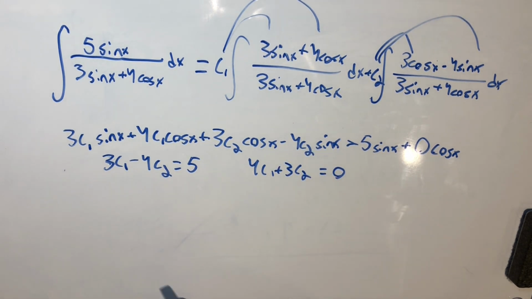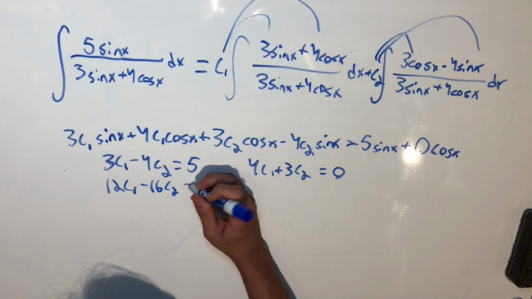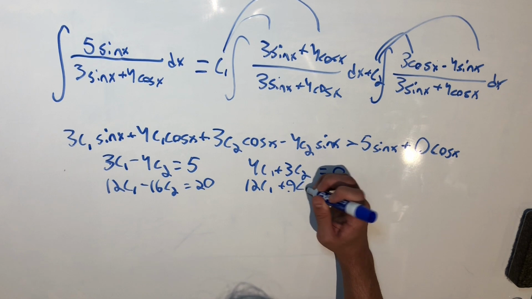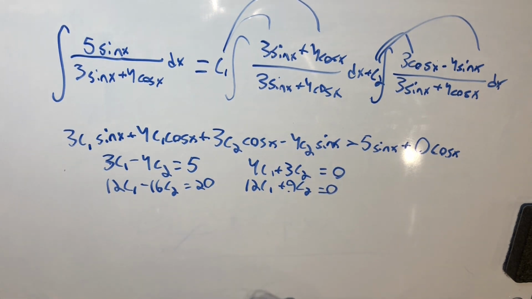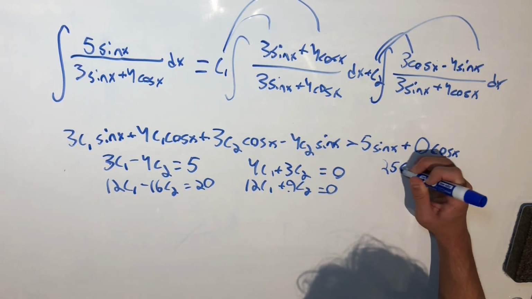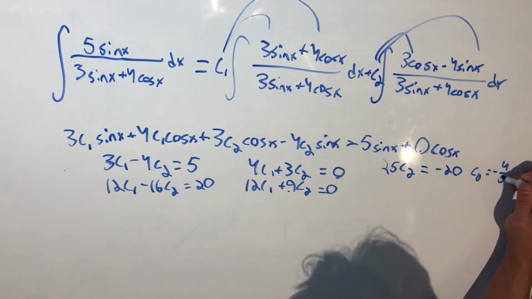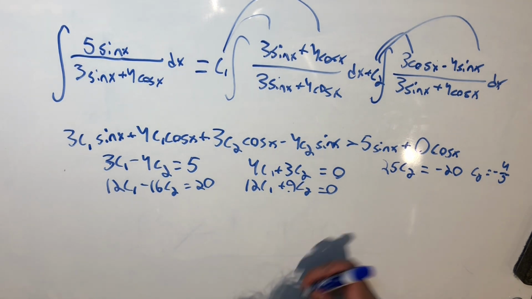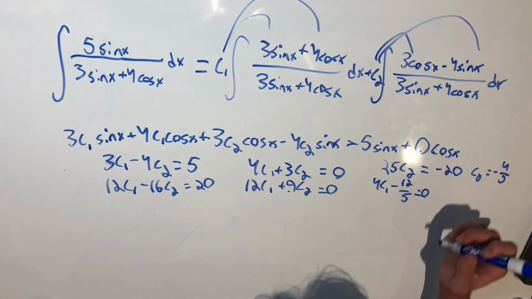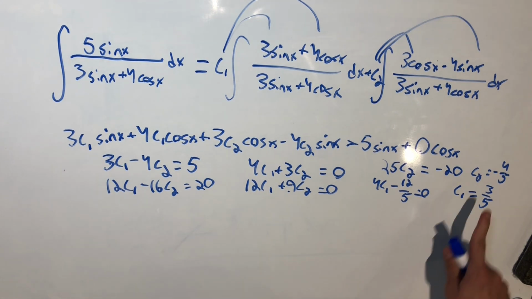Now to solve this, I'm going to use elimination, so multiply this by 4 will give us 12c1 minus 16c2 equals 20. And multiplying this by 3, we get 12c1 plus 9c2 equals 0. And now subtracting these two equations, we see that this minus this gives us 25c2 equals negative 20. So c2 equals negative 4/5. Okay, now we can plug that back into this equation to get 4c1 minus 12/5 equals 0, or that c1 equals 3/5.